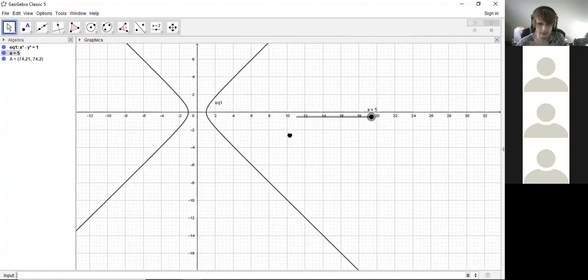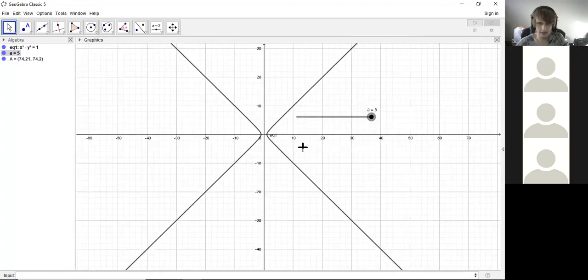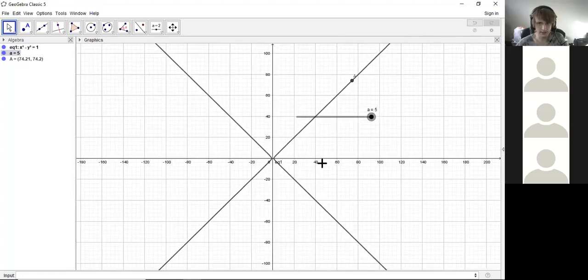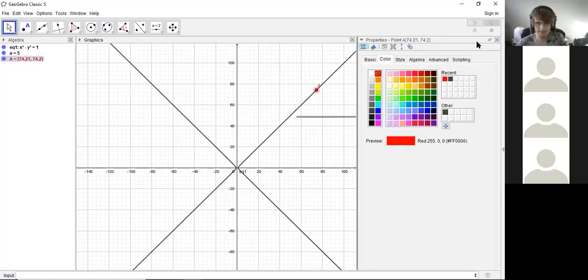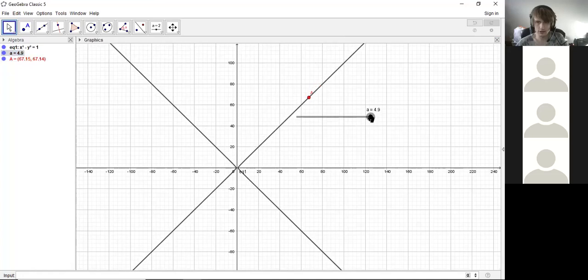We zoom out, see if we can make this point. Wow, it's really out there. Okay, here it is right here. Let's make it red so it's easier to see. No matter how big you make the magnitude of theta, this thing is never going to hit the other side of the hyperbola. I mean, it's fine.